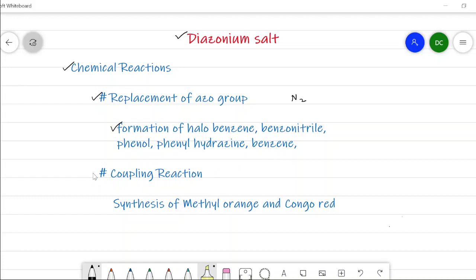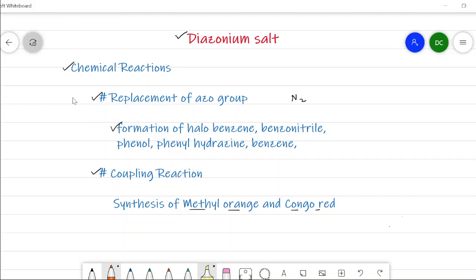The second reaction is a coupling reaction, which is used in dye chemistry. Here, there is a substitution of aryl hydrogen by the ArN2 group. That is, aryl diazonium is going to substitute the hydrogen on another aromatic ring. In this coupling reaction, we will see the mechanism of the general coupling reaction, and we will see the synthesis of methyl orange and Congo red.